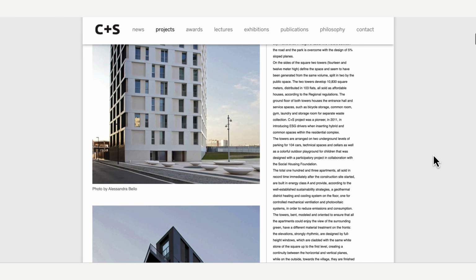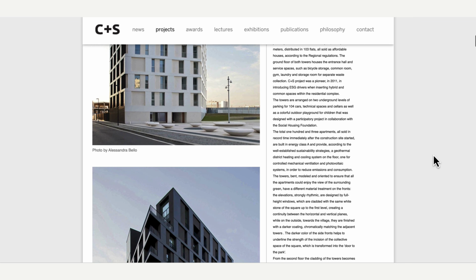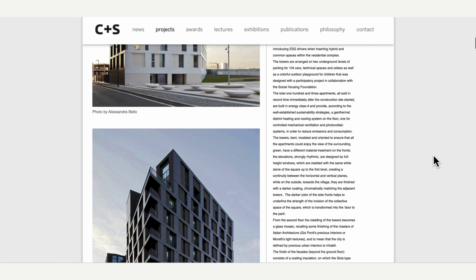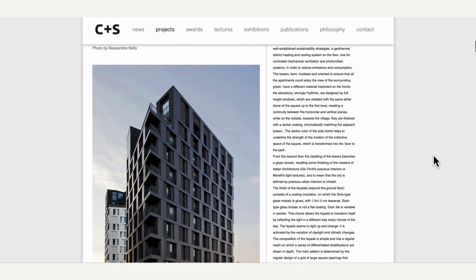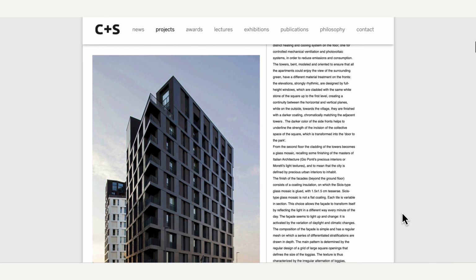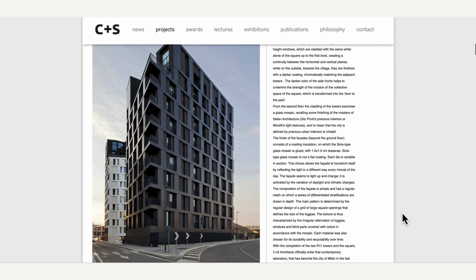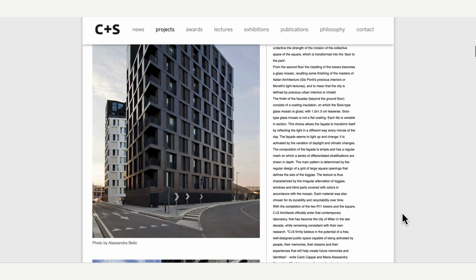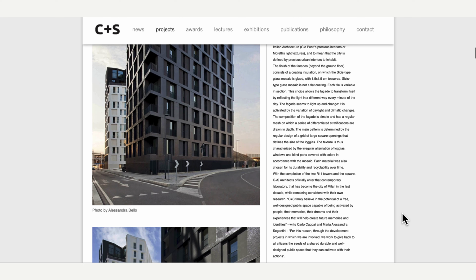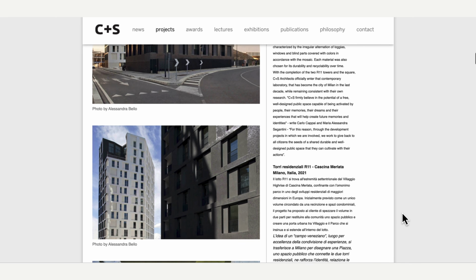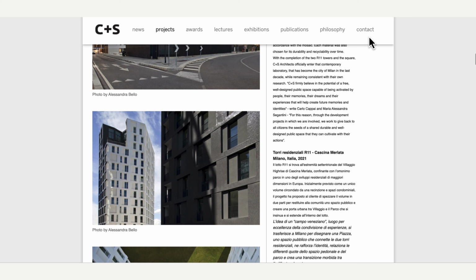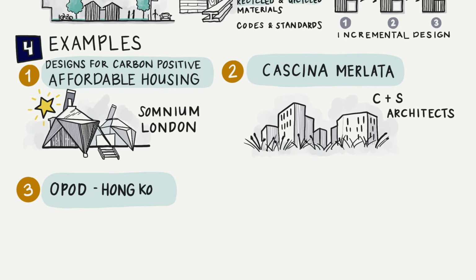Importantly, the build also focused on sustainability, using appliances with energy class A, geothermal district heating and photovoltaic systems, or solar panels, to reduce both emissions and consumption. Excitingly, the buildings were designed to offer views of the surrounding green space and used materials that were both durable and recyclable. Next, we have OPOD, designed by James Law and Cybertex, based in Hong Kong.